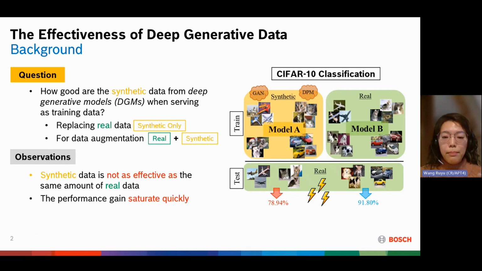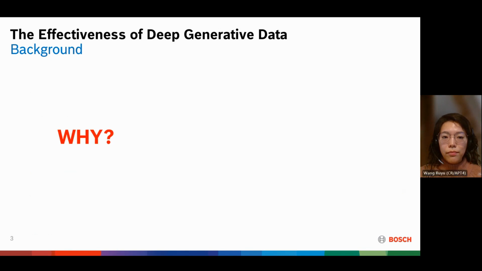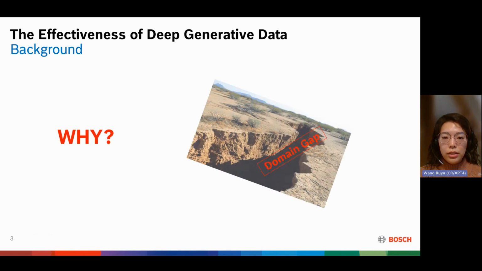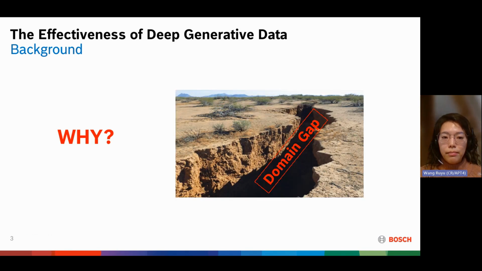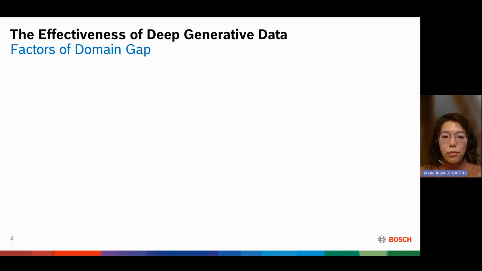Also, the performance gain brought by synthetic data saturates quickly, meaning the improvement is hardly seen over a certain amount of data. Moreover, the positive impact of synthetic data diminishes as more real data is available. Why? What's wrong with the synthetic data? In literature, this problem is generally described as domain gap. But this is not enough. We would like to dig more into the factors causing this gap.